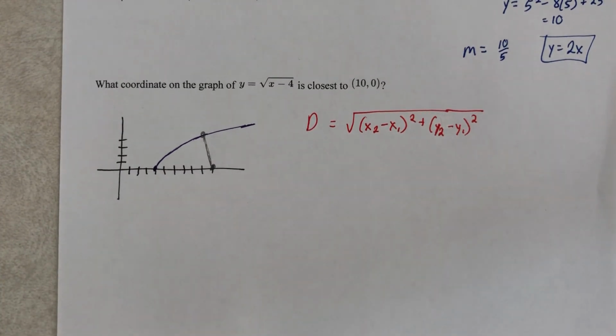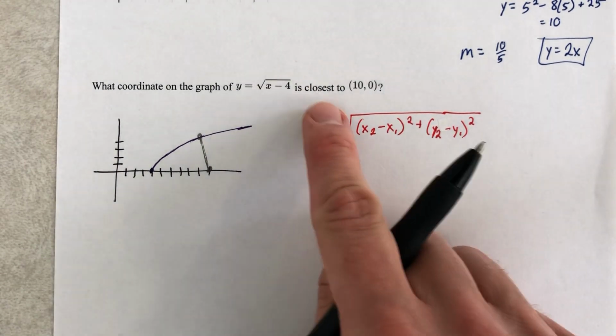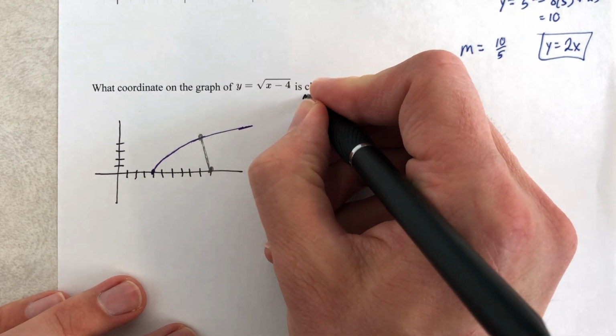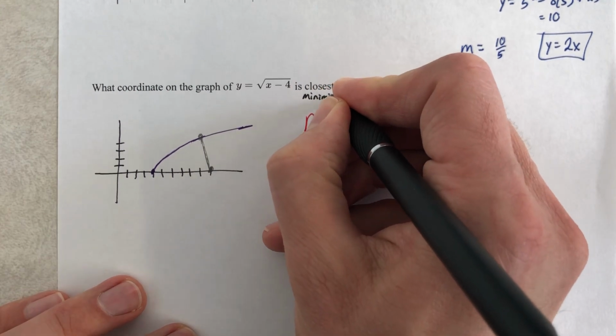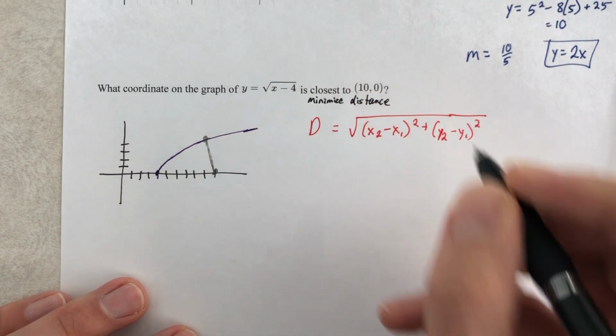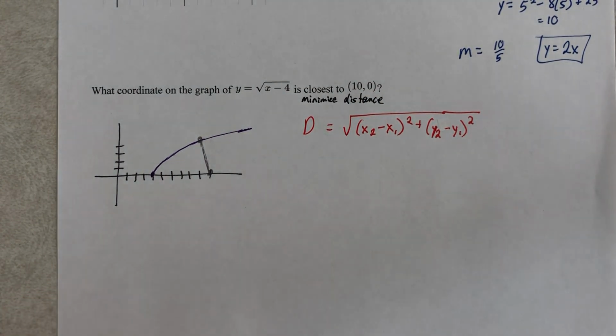We are going to find the closest point. Closest point means minimize distance. Minimize distance. I'm going to write that down just so we are not reading that problem later saying, what was it asking? So minimize distance. We're going to have to take the derivative of this in a minute. It sounds disgusting. Actually, we're not going to take the derivative of it. Trust me, much easier than you think.